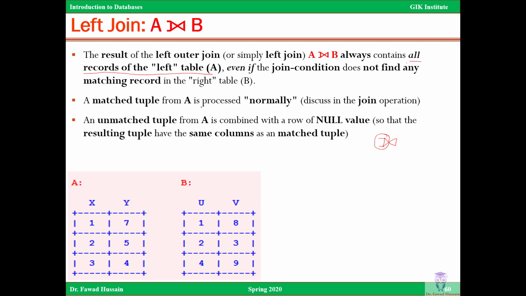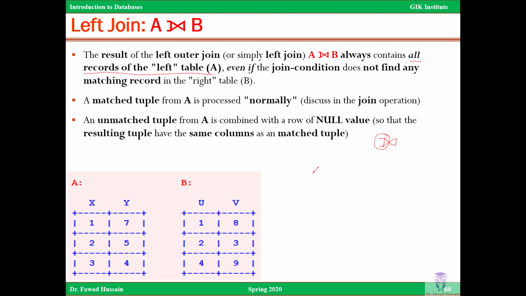A matched tuple from A is processed normally. So if there is a matching between A and B, then it's considered as normal data, and that's how it's going to be processed. But since we are saying that all the rows of the left table are going to be included, some of them may not have a matching value in the right table. How do we deal with that? We append them with null values. To see how this works, this is table A. It has two attributes X and Y, and this is table B, which has two attributes Q and V. Now we are going to make a left outer join between these two tables.